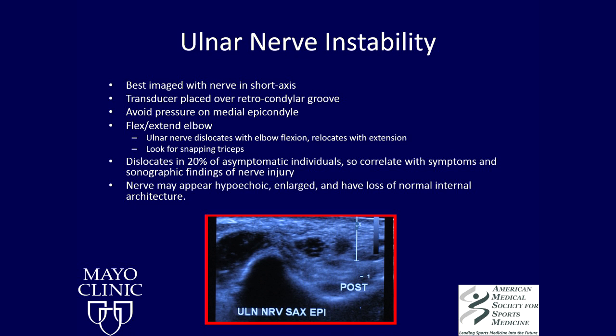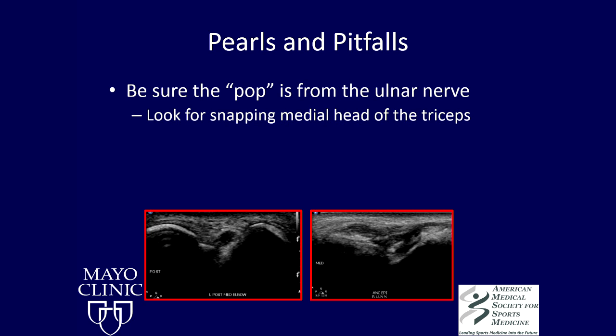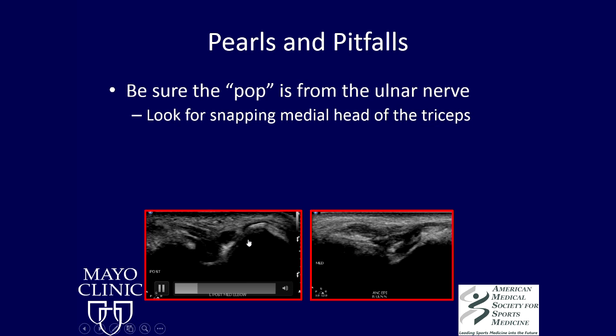So from a pearls and pitfalls standpoint, be sure the pop is the ulnar nerve. So like I said before, if here's the boom, snap of the ulnar nerve, bam, that second snap right there was the medial head of the triceps. So first snap, second snap. So look for that medial head of the triceps.